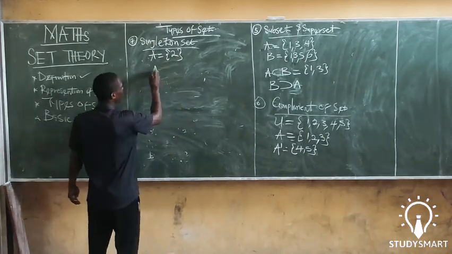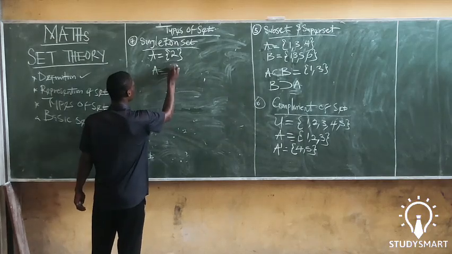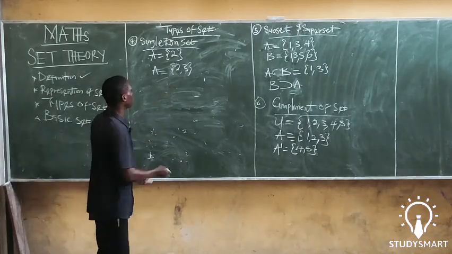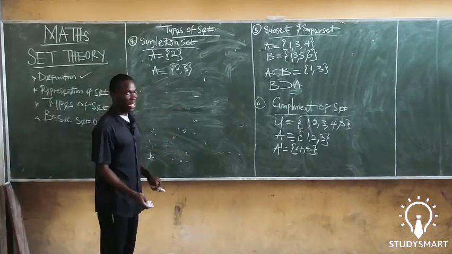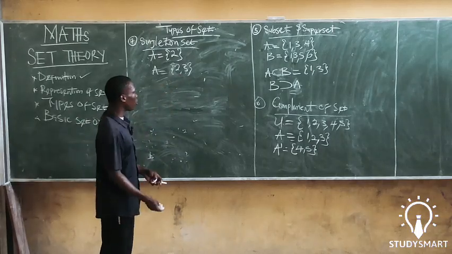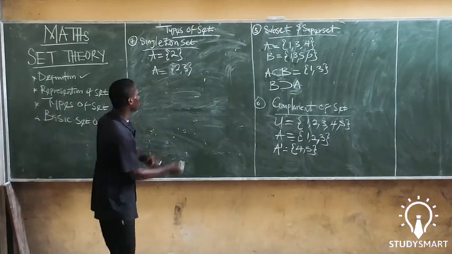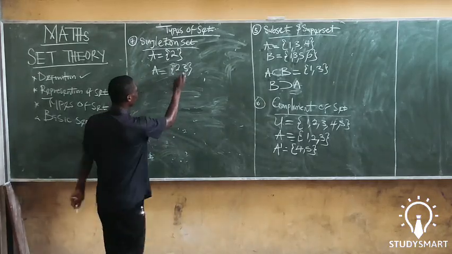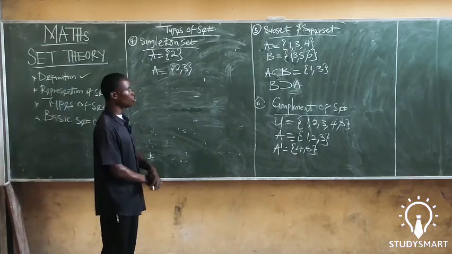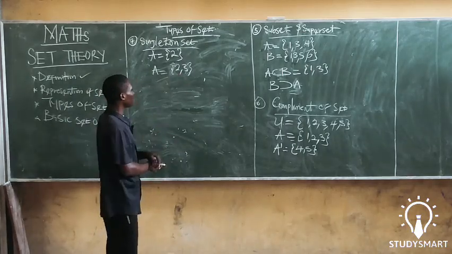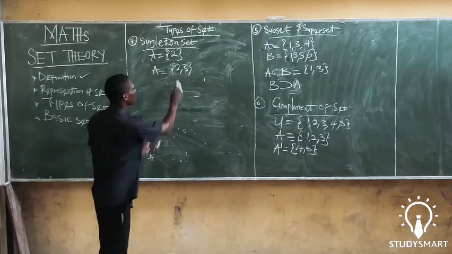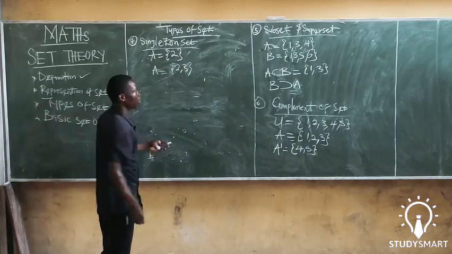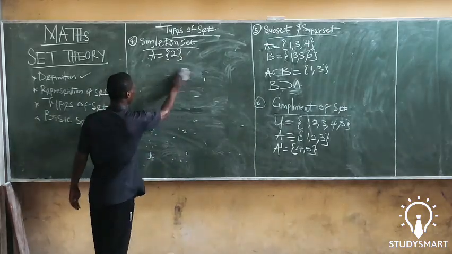But A equals, let me say, 2 and 3. This is not a singleton set because it has more than one element in it. So now, if I remove this comma from here, I have 23, and this makes it a singleton set. But if I include the comma, it separates 2 and 3, which makes it different. This one has 2 elements in it, and the other has only one element. So this first one is a typical example of a singleton set. So take note of that.